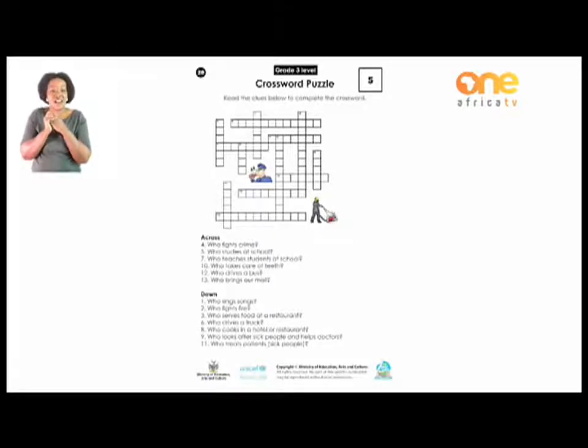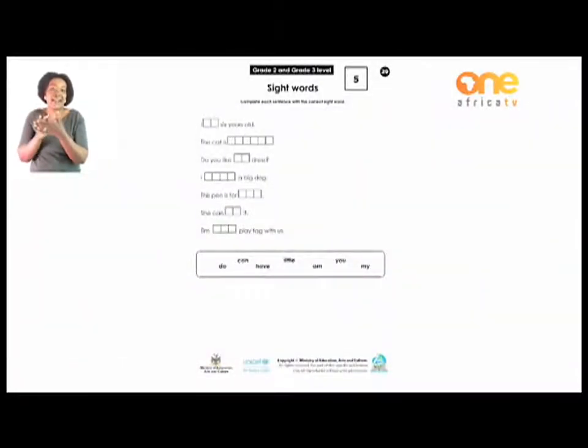I would like for you to turn to page 29. Now this is also to play around with sight words, the words that mostly appear frequently when we are reading a text, alright? But then I have a word box there below the sight words, the ones that you have to choose from. Let us quickly read the words. Do, can, have, little, you, and my. So let's quickly look at the first sentence there. I, blank, 6 years old. So which sight word do you think will fit there? And the hint has been given to you there. The word only has 2 letters. But the word do also has 2 letters.